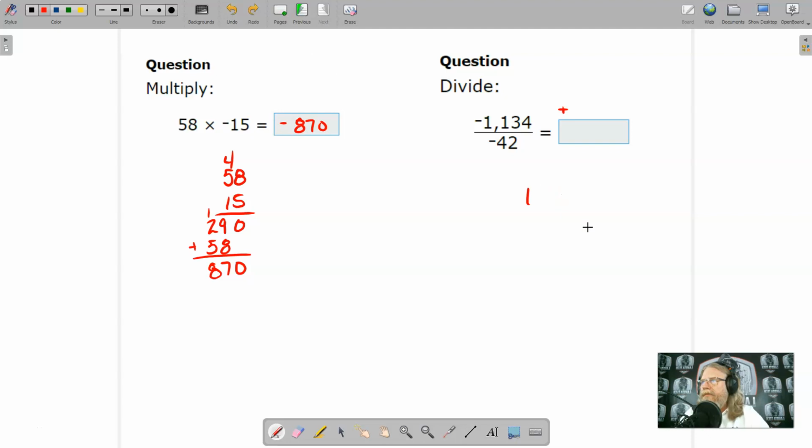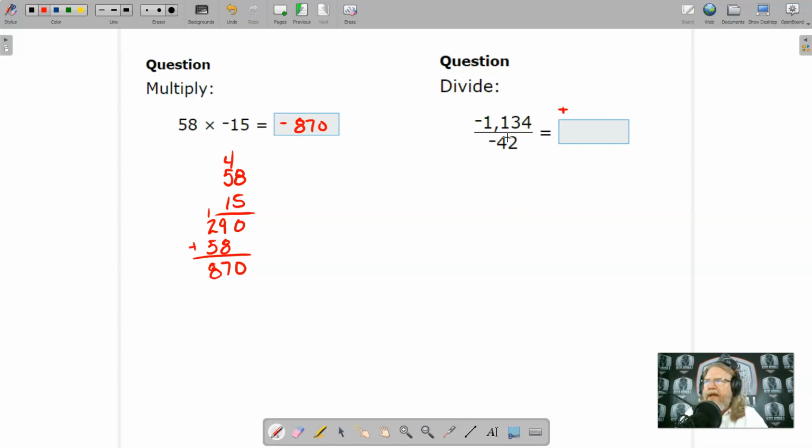Hold on. 1,134, and I could divide that by 42 and approach it that way. But I think I want to do something different on this one. And I might even kind of show this. I might be able to mental math this, but I want to show you what's going on in my head.